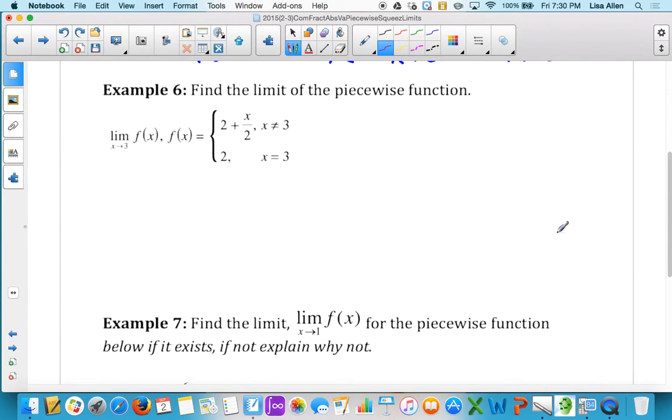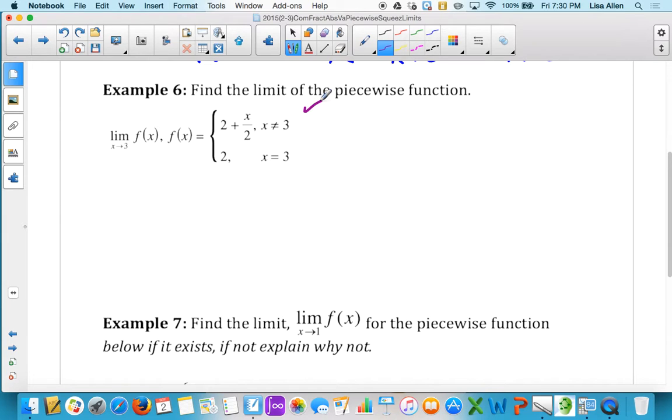All right, example 6. Find the limit of a piecewise function. So 2 different parts of this function. So in the first one, we have the limit as x approaches 3 of f of x. And f of x is given as a piecewise function. So the first thing that I want to do is say, well, what is this? What does it look like as a graph?